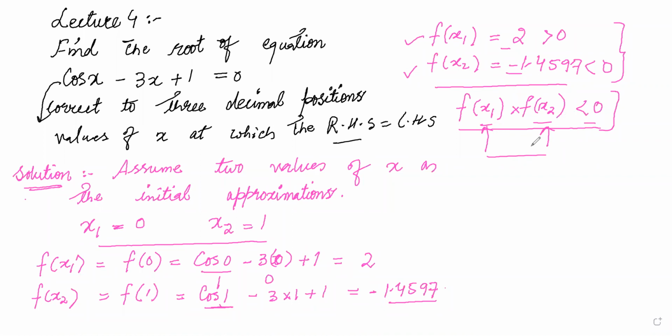Okay. Now, as far as our iteration one is concerned, I will rewrite the equation: cos of x minus 3x plus 1 is equal to 0. This is our equation. Now we have initial approximations: x1 is equal to 0 and x2 is equal to 1. These are our initial approximations.